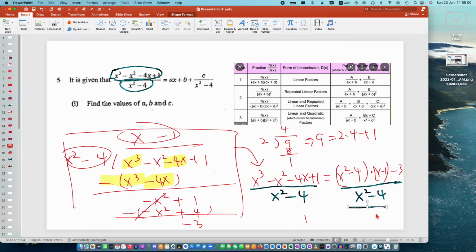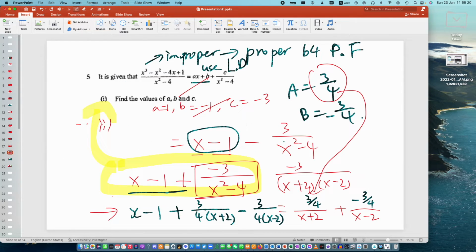Yes, then the below part is because they want it in this format here. That's why I divide by the x squared minus 4 below on the left. When you divide on the left, you also need to divide it on the right. Right? Okay. So once you do all this, then you continue.